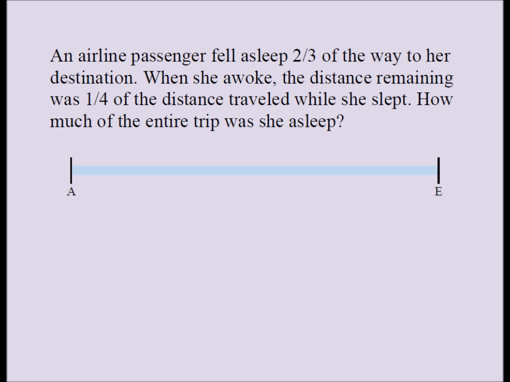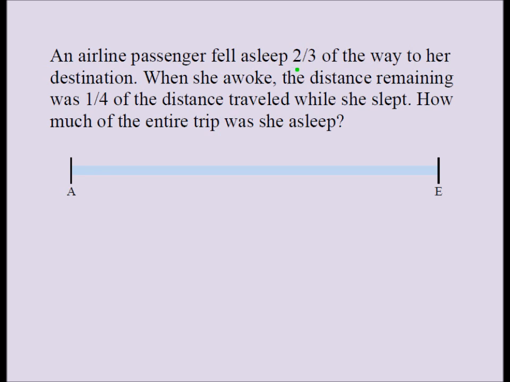So here's the question in smaller font, and I have a picture. Let's say this passenger started her trip at point A, airline trip, and went all the way and ended her trip at point E. It doesn't matter if you're looking at it as a distance strip that's a certain units long or a length of time. It really doesn't matter. So what happened? She fell asleep 2/3 of the way to her destination.